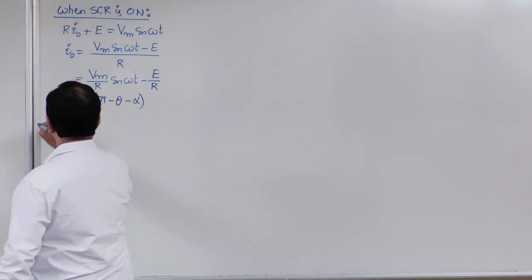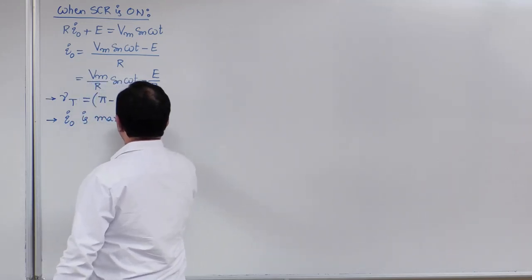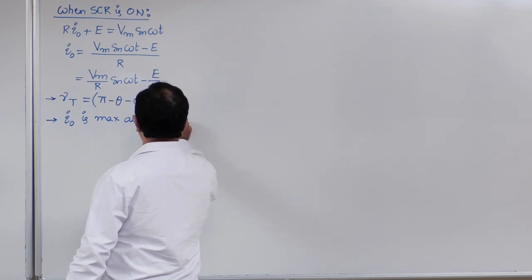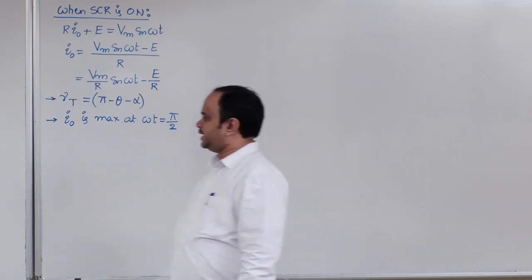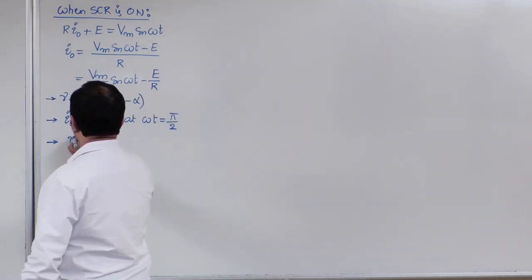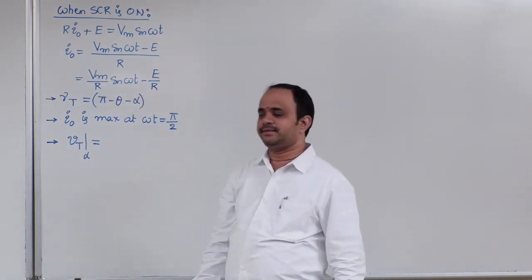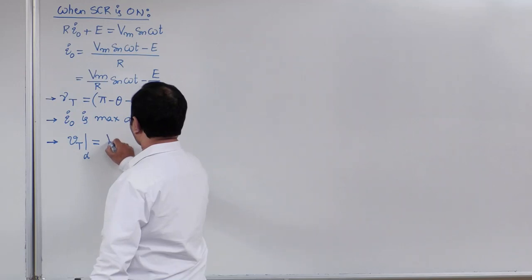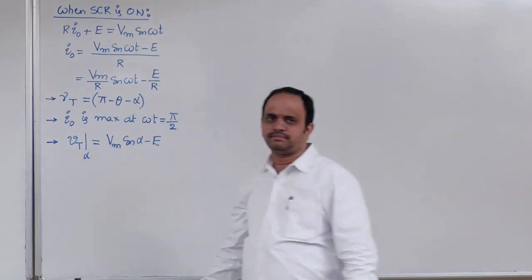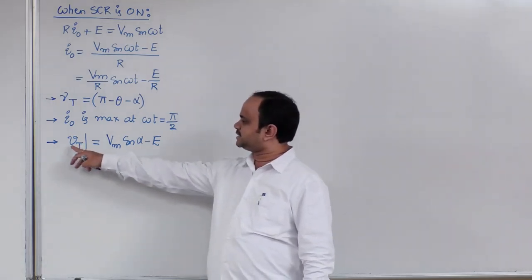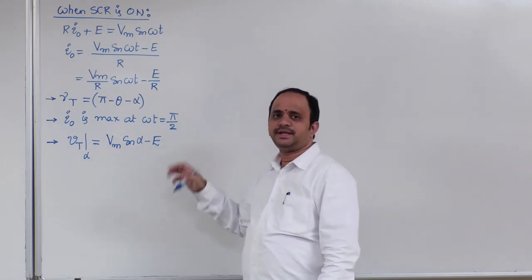Next, I naught is maximum at omega t equal to pi by 2 from the waveforms. Next, voltage across SCR at the instant of triggering. What is that? That is Vt at alpha, Vm sin alpha minus E. Voltage across SCR at the time of triggering is Vm sin alpha minus E.